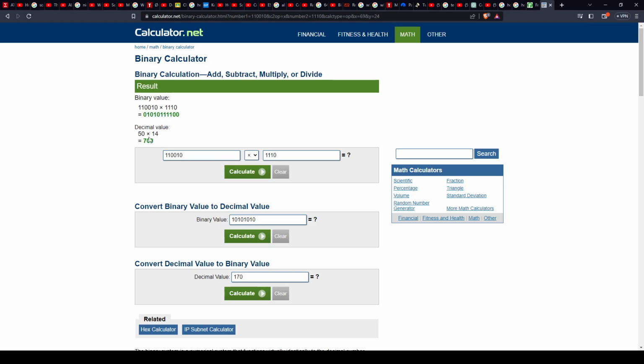Good, that's correct. 50 times 14 is 700. This is apparently 700 in binary, just so you guys know. And this is 50, and this is 14. This is 14 in binary, so you guys might understand.